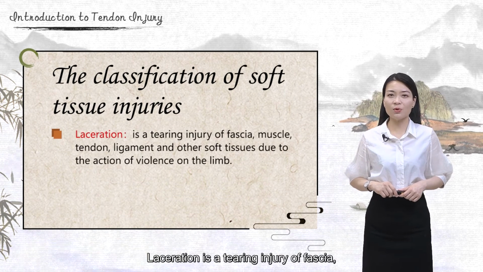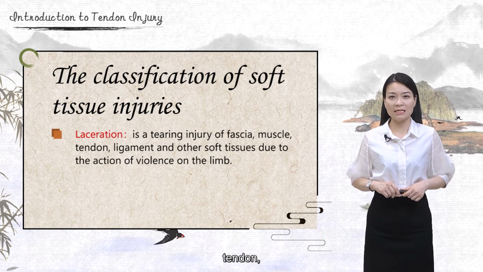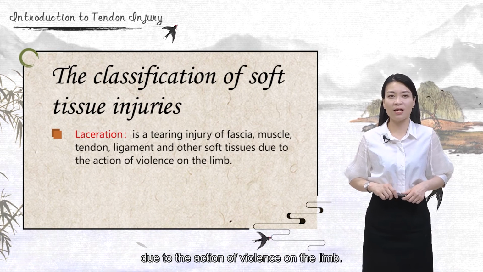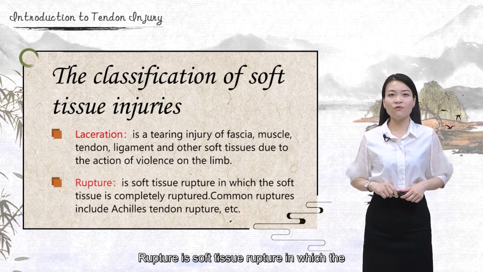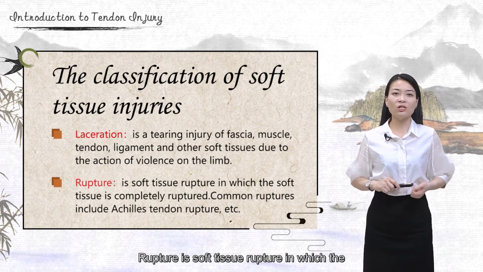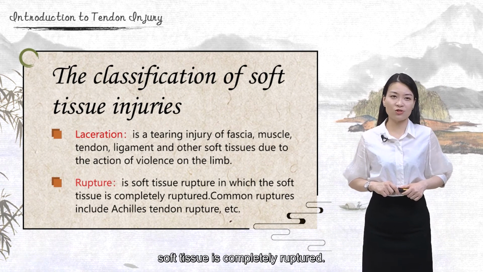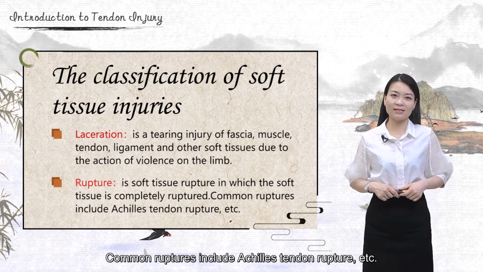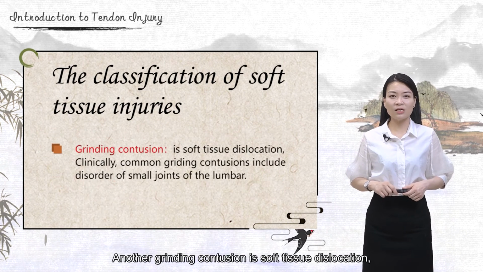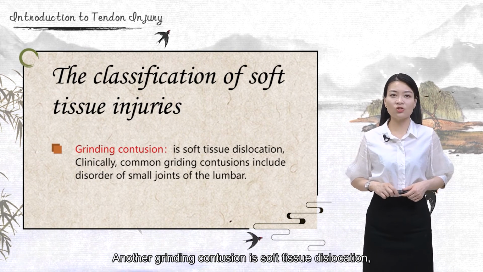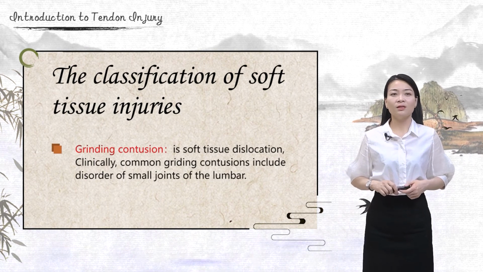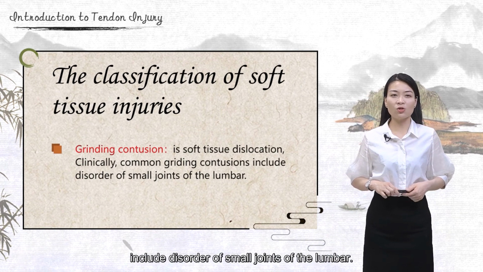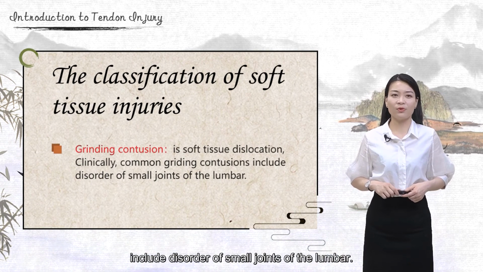Laceration is a tearing injury of fascia, muscle, tendon, ligament, and other soft tissue due to the action of violence on the limb. Rupture is soft tissue injury in which the soft tissue is completely ruptured. Common ruptures include Achilles tendon rupture, etc. Another is soft tissue dislocation. Clinically common examples include disorder of the small joints of the lumbar.